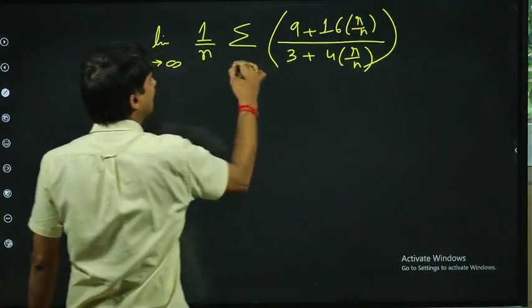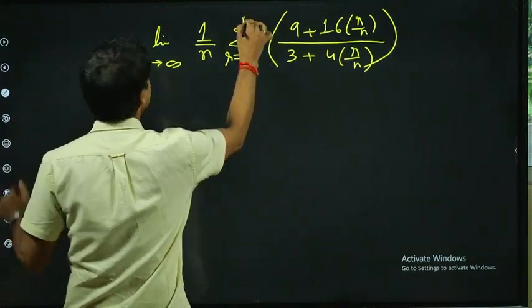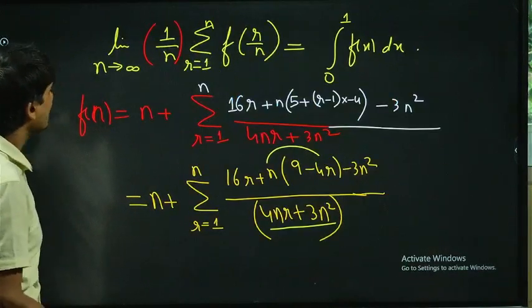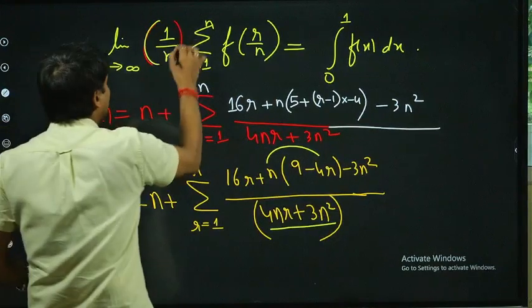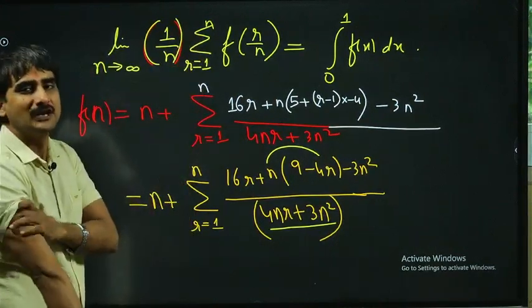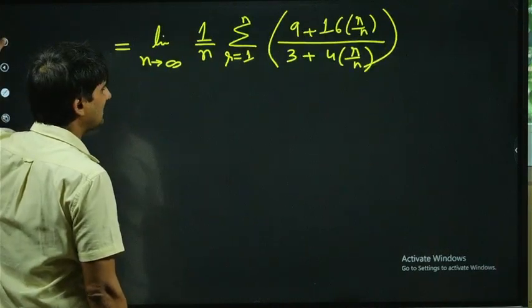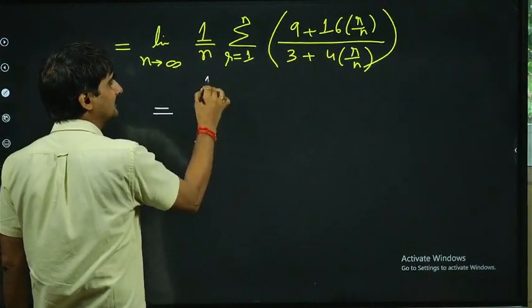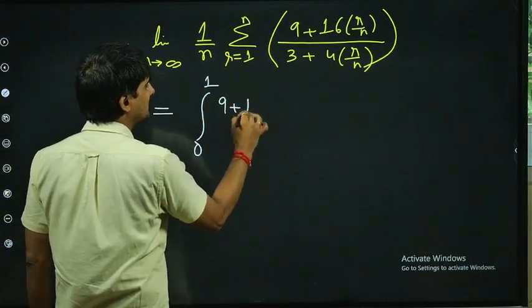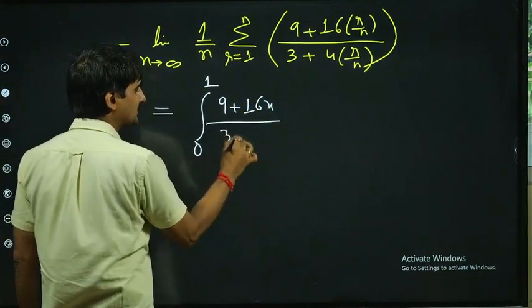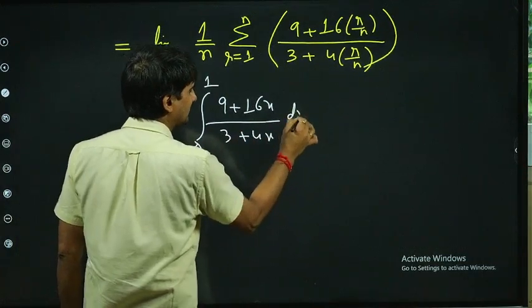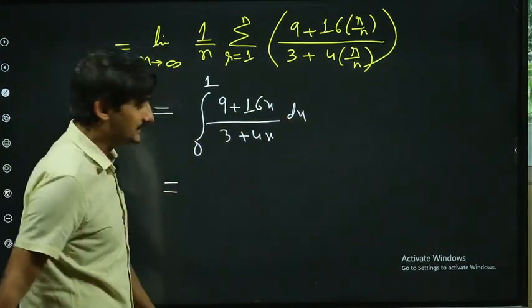Now does it match the form with which I started solving the equation? This one, I have 1 by n out of the summation sign, and whatever is within the summation sign is a function of r by n here, isn't that? So now can't I write it as the integral from 0 to 1 of 9 plus 16x over 3 plus 4x? Now that's a simple integral which all of you can easily solve.